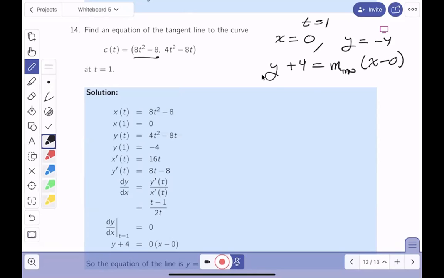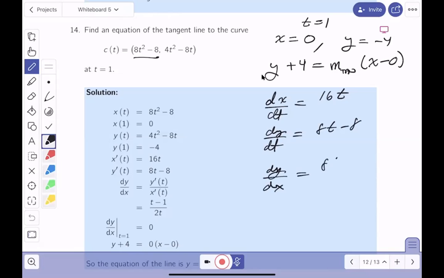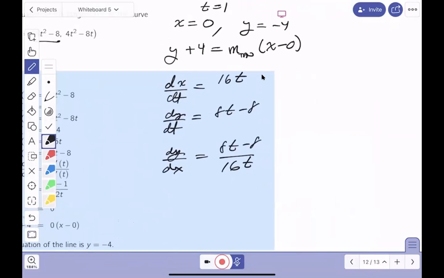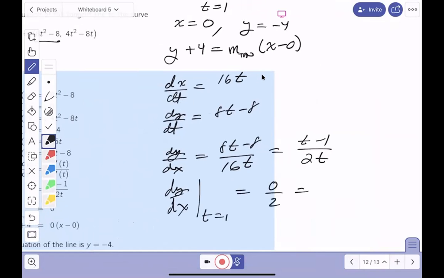Well, I got to get dy/dx, and so I'm going to put down dx/dt is 16t. dy/dt is 8t minus 8. And let's see, dy/dx is 8t minus 8 over 16t. I'm going to divide top and bottom by 8. You get t minus 1 over 2t. And I want to know what dy/dx is when t is equal to 1. And that would be 0 over 2, which is 0.